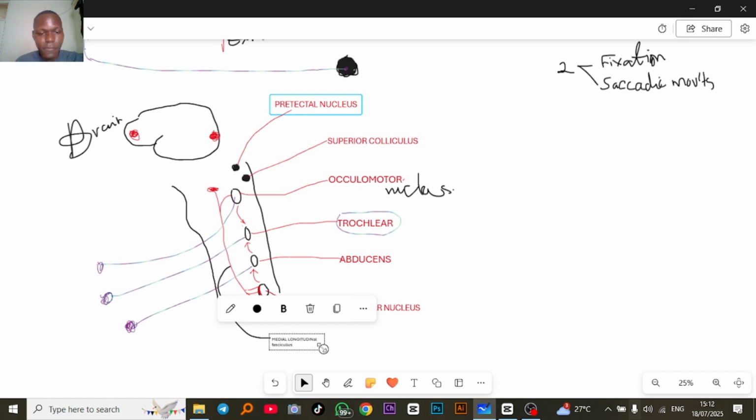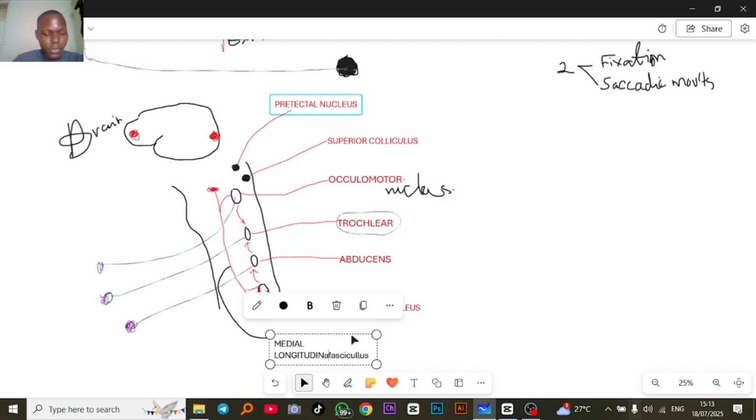I believe I've written it well. Don't mind the mixture. Okay, let's correct something small. Longitudinal fasciculus. So that's the connection between the vestibular and the oculomotor.